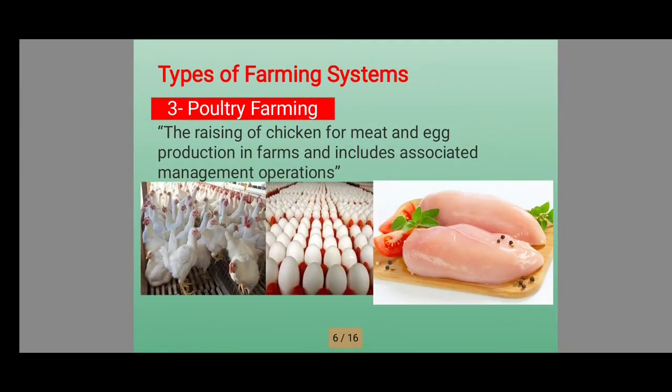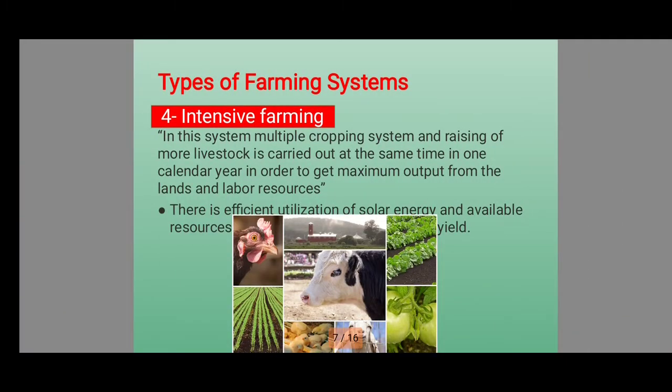And next is poultry farming, the rearing of chickens for meat and egg production in farms, including the associated management operations. Next is intensive farming. In this system, multiple cropping and raising of more livestock is carried out at the same time in one calendar year in order to get maximum output from the land and labor resources. This is intensive farming.